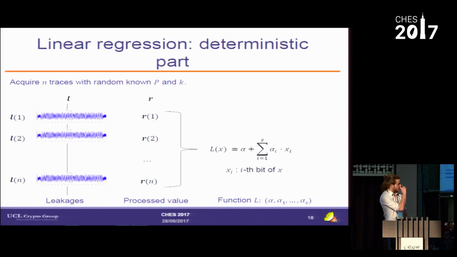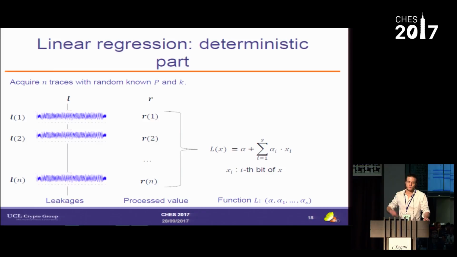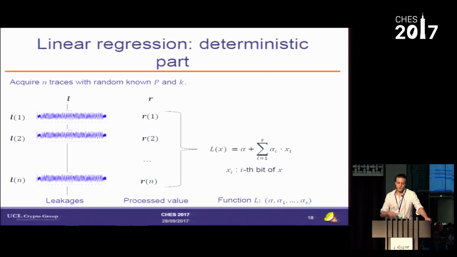A few words on linear regression. So first of all, we have to estimate the deterministic part. We acquire several traces with known point and key, and take the point in time that corresponds to the given register we want to estimate. We compute the internal values depending on P and K, and we do some operation which gives us an estimation of the deterministic part of the leakage function. I won't dig into it.